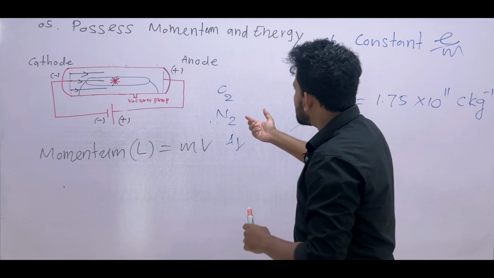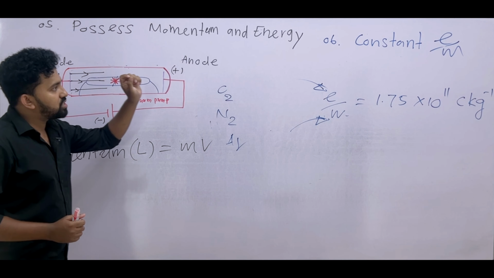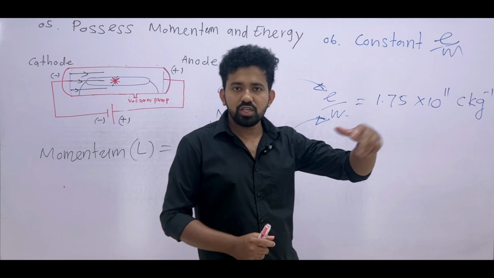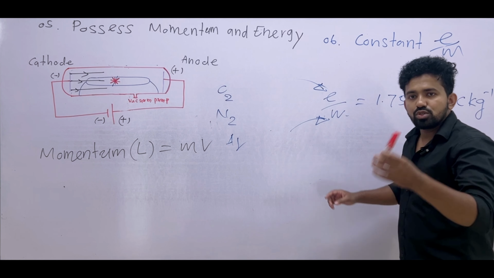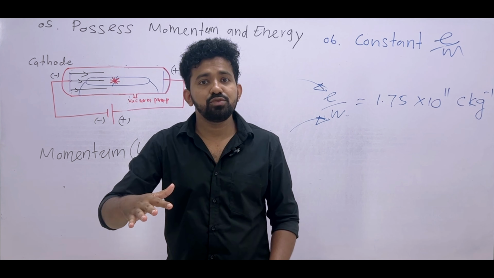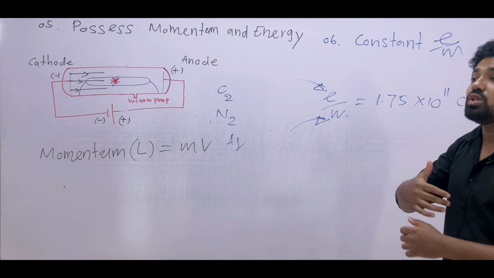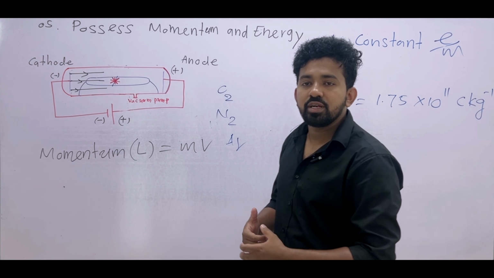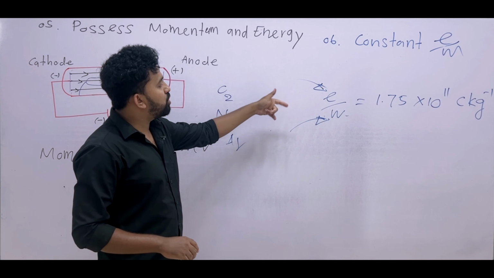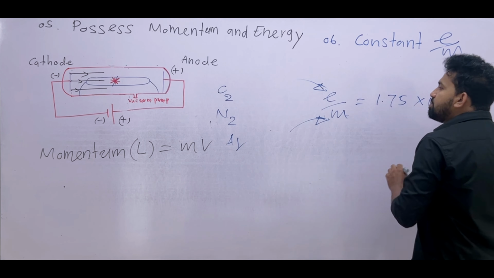So what we know now is, when we change the metal of the cathode, the E over M value does not change. When we change the gas inside the tube, the E over M value does not change, right? Therefore, Thomson predicted that cathode rays are fundamental particles for all the matter. He calculated the E over M value of the cathode ray as 1.75 × 10^11 coulomb per kilogram.